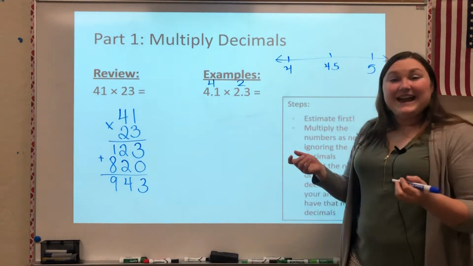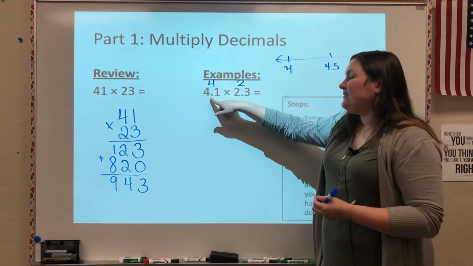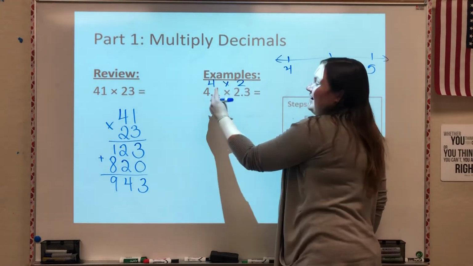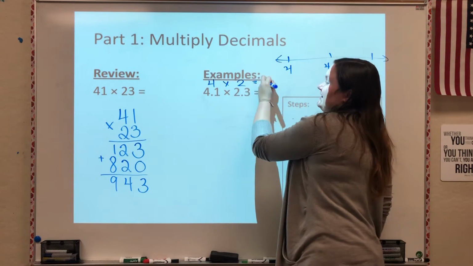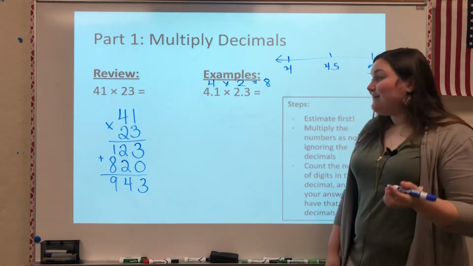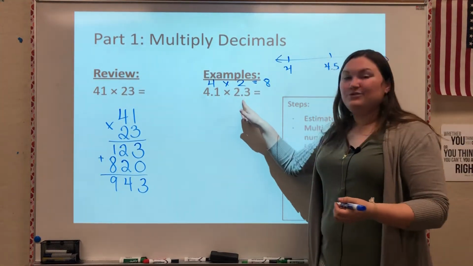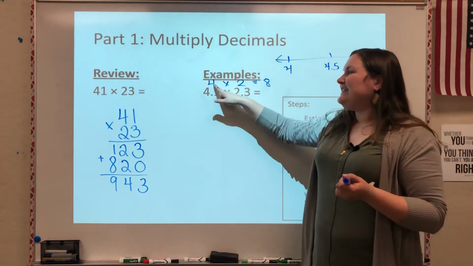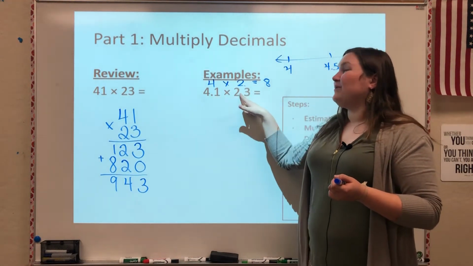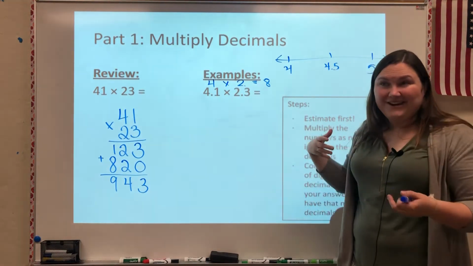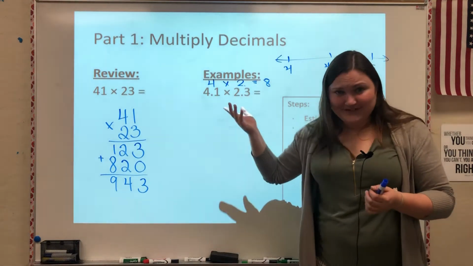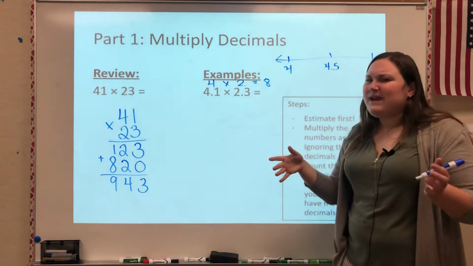The easiest way to estimate these is finding the whole number each of those is closest to, and then doing the math with that. I know 4 times 2 is 8, so that's going to tell me 4.1 times 2.3 should be close to 8. I rounded these both down, so since these are both larger numbers, it'll be more than 8, but it gives me an idea where the number should be. It shouldn't be like 200. It should be close to 8.